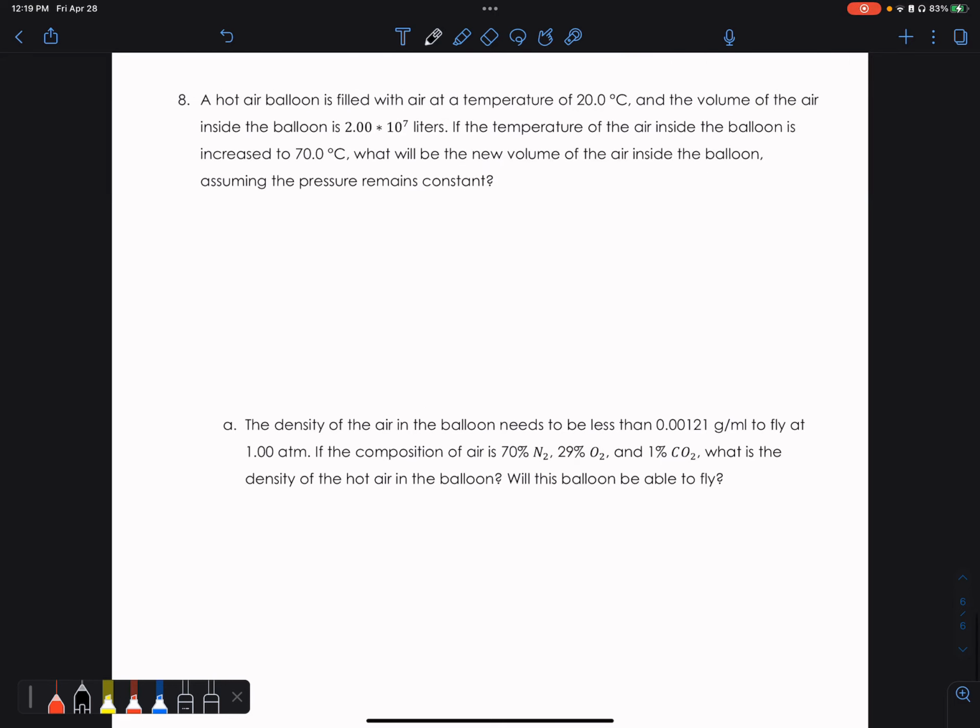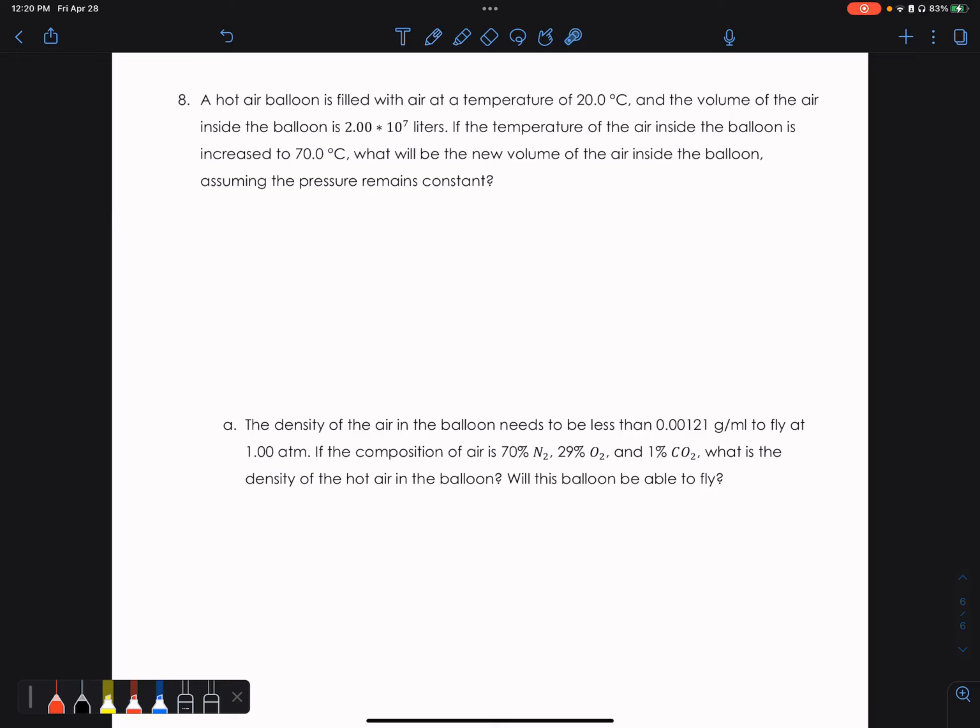Okay. Now, a hot air balloon is filled with air at a temperature of 20 degrees C, and the volume of the air inside the balloon is 2 times 10 to the 7 liters. If the temperature of the air inside the balloon is increased to 70 degrees C, what will the new volume of the air inside the balloon be, assuming that pressure remains constant?